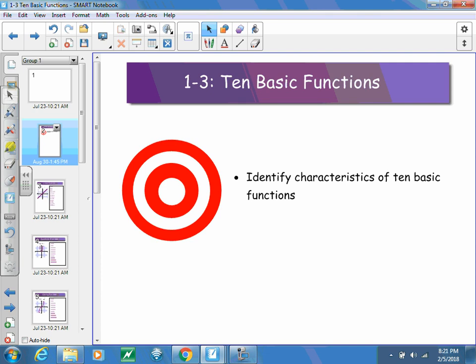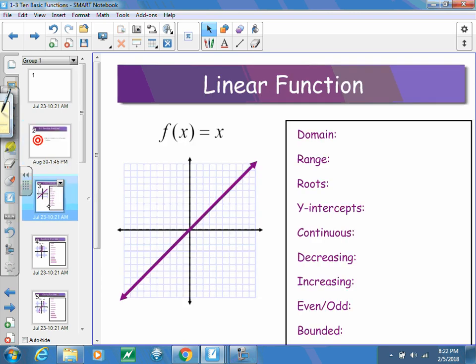And what I want you to do is identify the characteristics of these 10 basic functions. The more you know about these basic functions, the easier it gets to be able to do our transformations, which we'll be doing in the next section. So we just want to become very familiar with the graphs. I'm just going to do one here for an example for you so you know what you're doing.